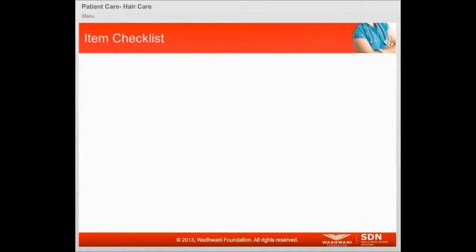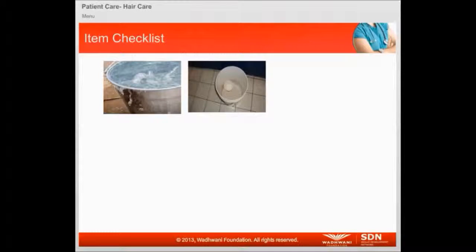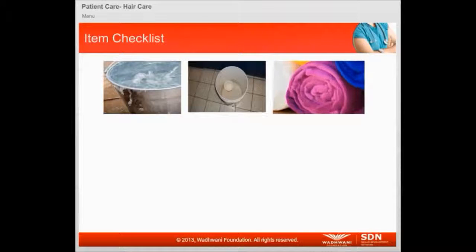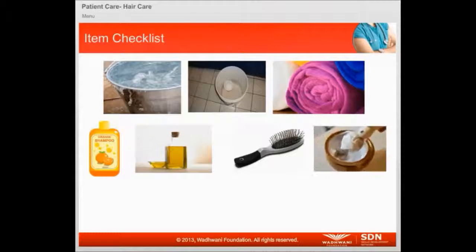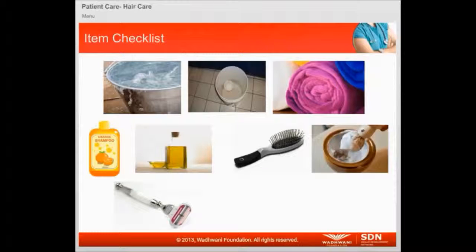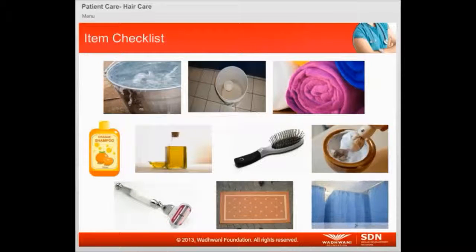Here's the checklist of items required for a patient's hair care. 1. Lukewarm water. 2. Buckets and mug. 3. Towels. 4. Shampoo. 5. Oil. 6. Comb or a brush. 7. Shaving foam or cream. 8. A razor. 9. A rubber sheet. 10. A curtain to protect the patient's privacy.